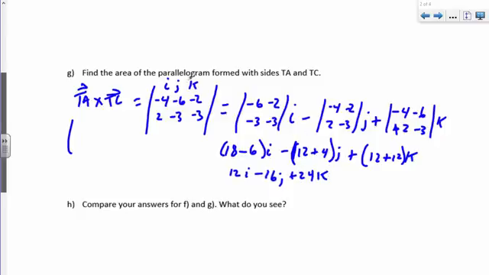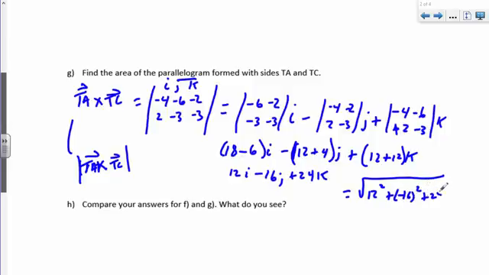Now to find the area of a parallelogram, we just have to take the magnitude of this cross product. So we have to find the magnitude of TA cross product with TC. We have to find the magnitude of this cross product. So this magnitude is going to equal the square root of 12 squared plus -16 squared plus 24 squared.